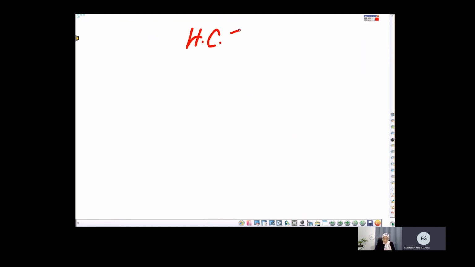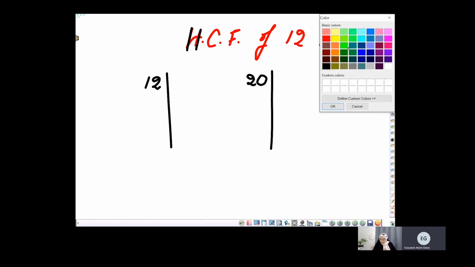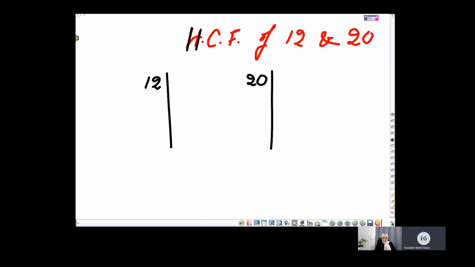Now, we need the highest common factor of 12 and 20. The letter H is having how many sticks? 2. You make a stick for the 12, a stick for the 20, and let's make prime factorization. 12 divided by 2 is 6, divided by 2 is 3, divided by 3 is 1. If you want to check your work, 2 times 2 times 3 is 12. 2 times 2 is 4, 4 times 3 is 12.